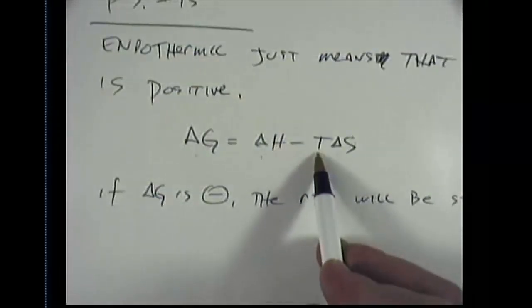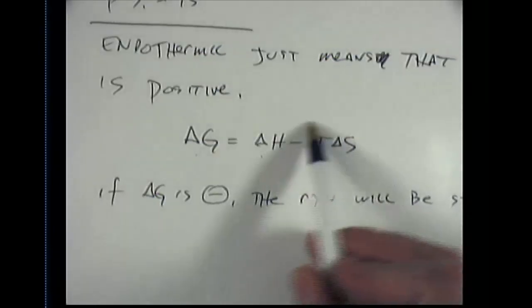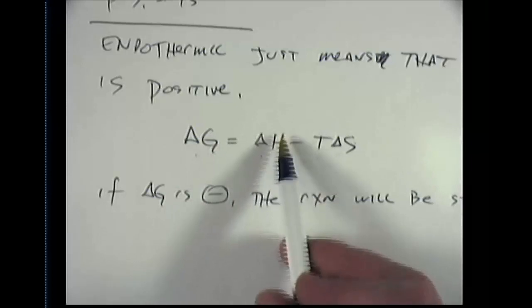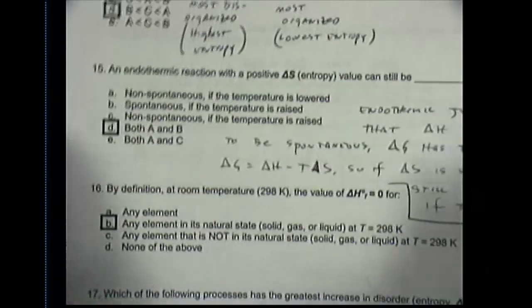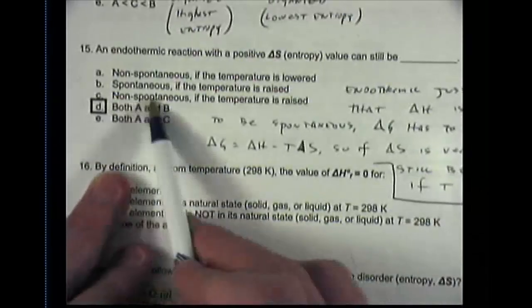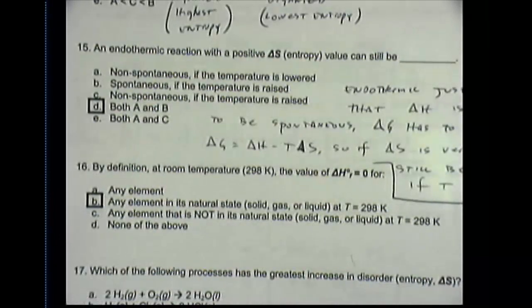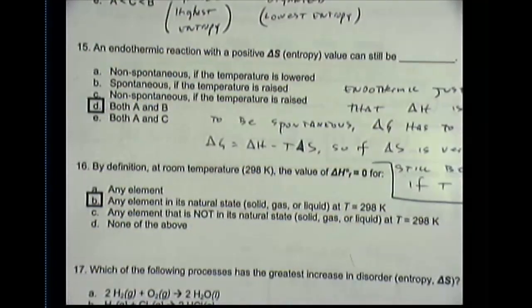Once again, if the temperature goes up and up and up, the higher it goes, the more negative this is going to be, and hence it can still overwhelm a positive delta H and give me an overall negative delta G value, therefore making this process spontaneous. Option C says non-spontaneous if the temperature is raised, which of course makes no sense based on the argument we just offered. Hence, the only correct answer is option D, both A and B.